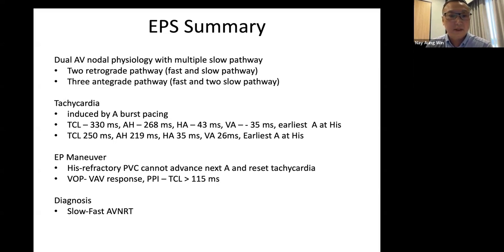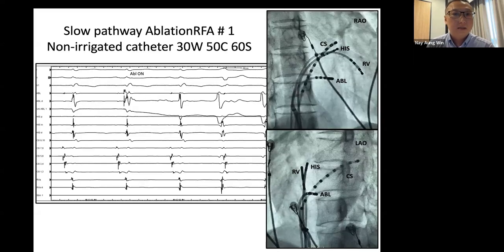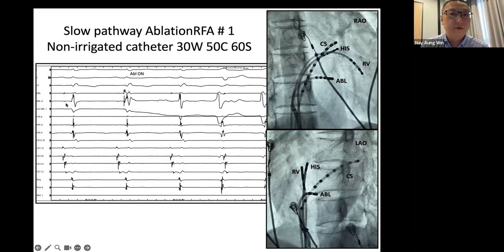So we decided to ablate the slow pathway at the RIE area. So this is the RFA site and the fractionated A, and the A/V ratio is okay. And fluoroscopically away from the His, between the tricuspid annulus and the CS os. So EGM is right and fluoroscopically right. So we decided to ablate here with a non-irrigated catheter, 30 watts for 60 seconds.